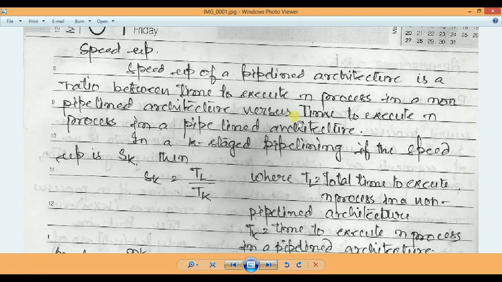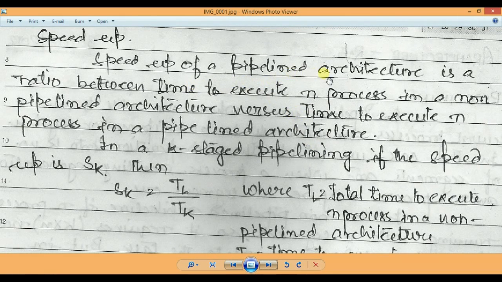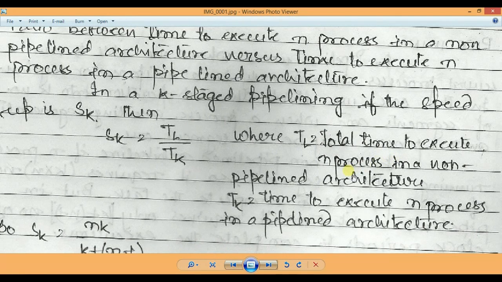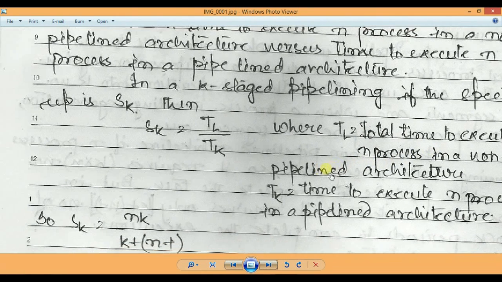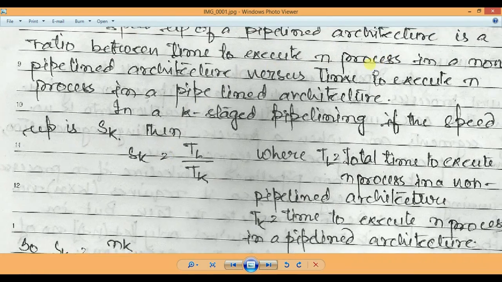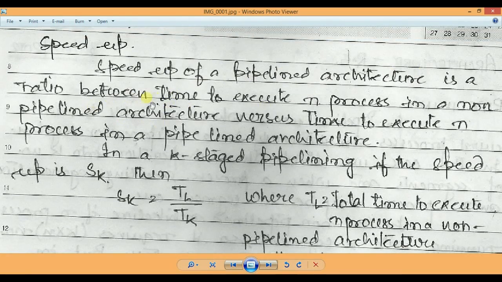Speed up. What is speed up? Speed up of a pipelined architecture is the ratio between time to execute n processes in a non-pipelined architecture versus time to execute n processes in a pipelined architecture. In a k-staged pipelining, if the speed up is Sk, so the speed up is denoted by S subscript k. The Sk is the ratio between time to execute n processes in a non-pipelined architecture versus time to execute n processes in a pipelined architecture.